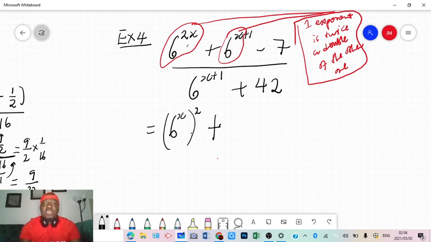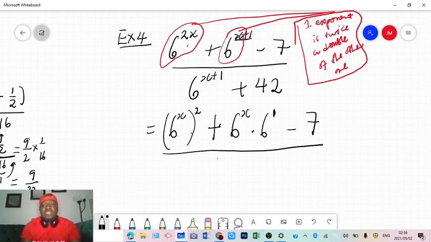Then when you go to the next one, this is a binomial. So I'm going to reverse the binomial as 6 to the power x and 6 to the power 1, then minus what is 7. The minus 7 is a constant, so you leave it as it is. On this side, I'll have my 6 to the power x times 6 to the power 1 plus 42.